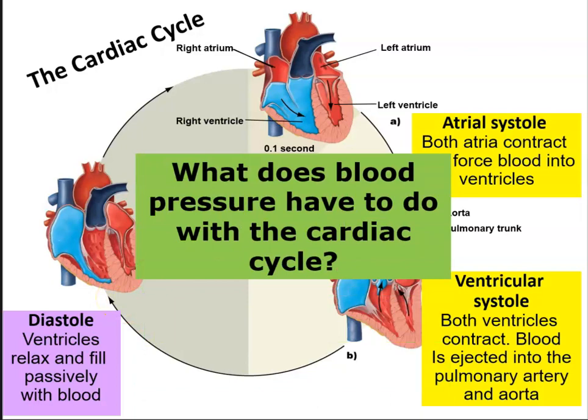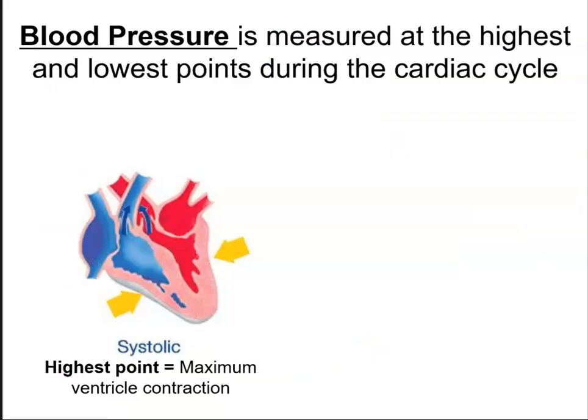Now, what does blood pressure have to do with the cardiac cycle? Blood pressure is measured at the highest and lowest points during the cardiac cycle. Systolic blood pressure represents the highest point. This is maximal ventricular contraction.